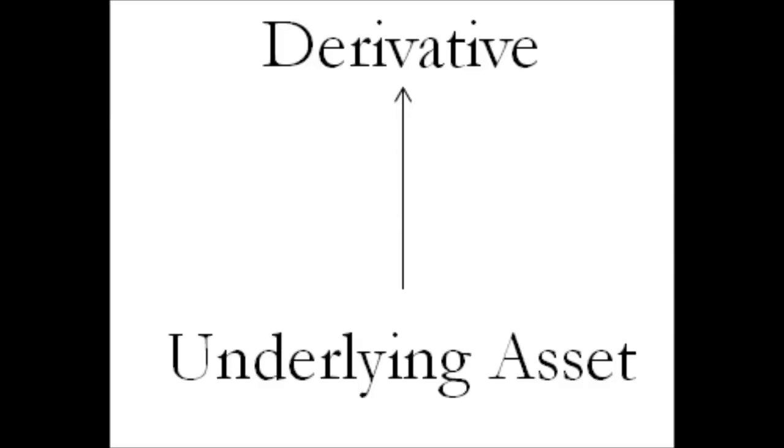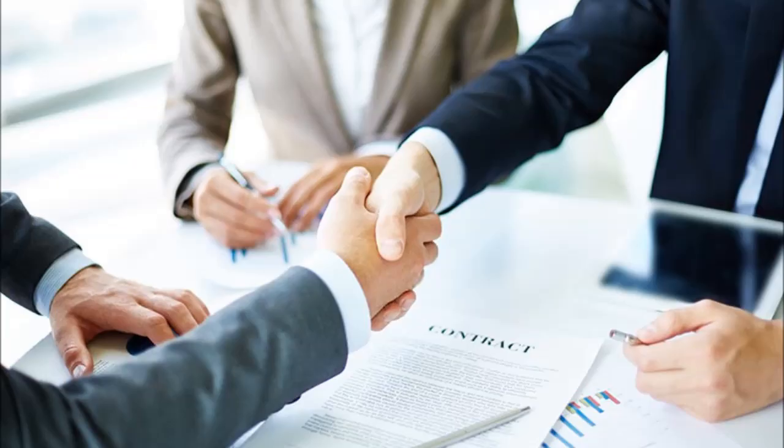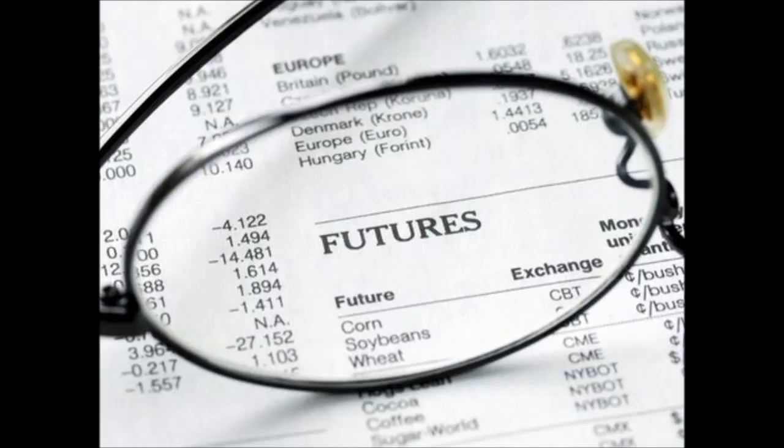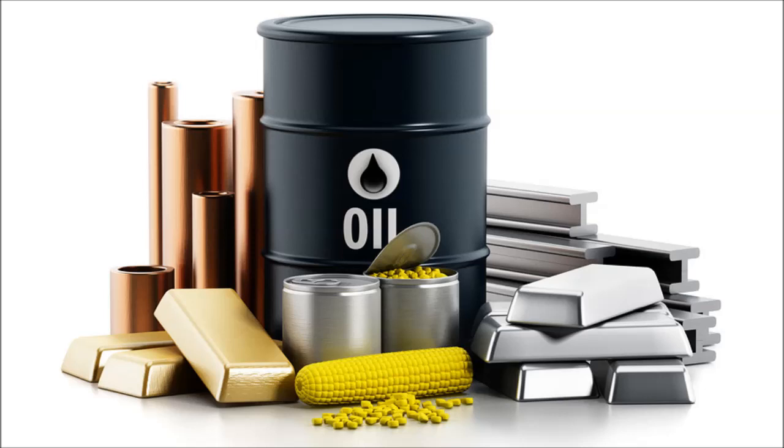A derivative is a financial security that ultimately derives its value from something else or some underlying asset. A derivative is a contract that gives you the option to make a purchase or a sale at some point in the future. For this reason, derivatives are often called futures contracts. These derivatives can be used on anything that fluctuates in value. So they can be used on commodities like gold or oil, and they can also be used on stocks.